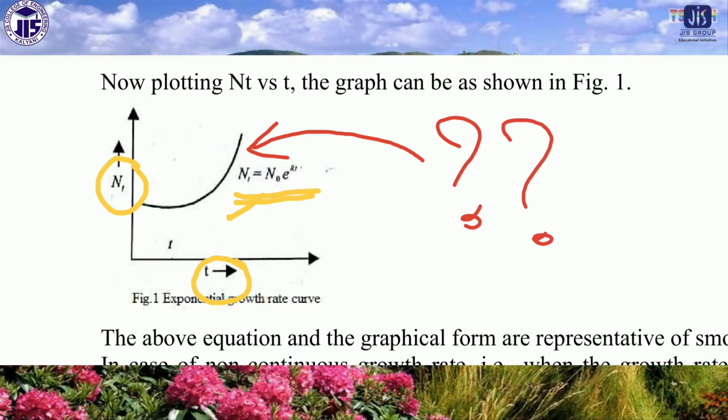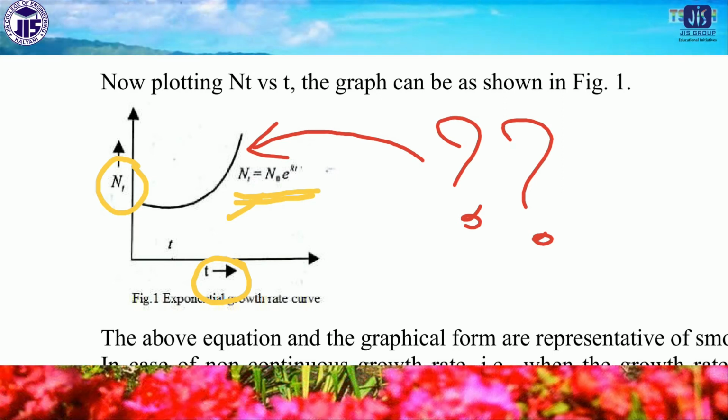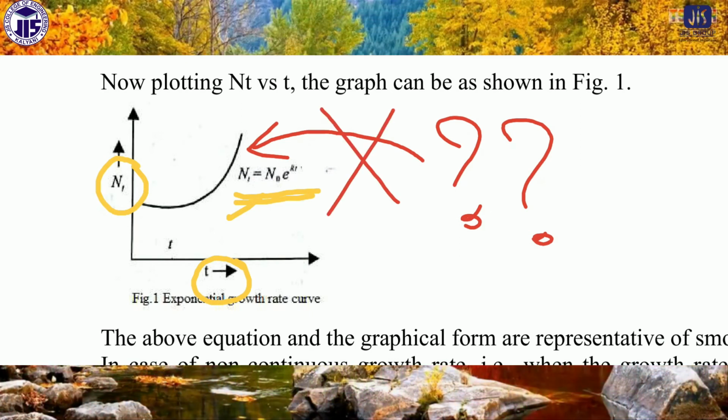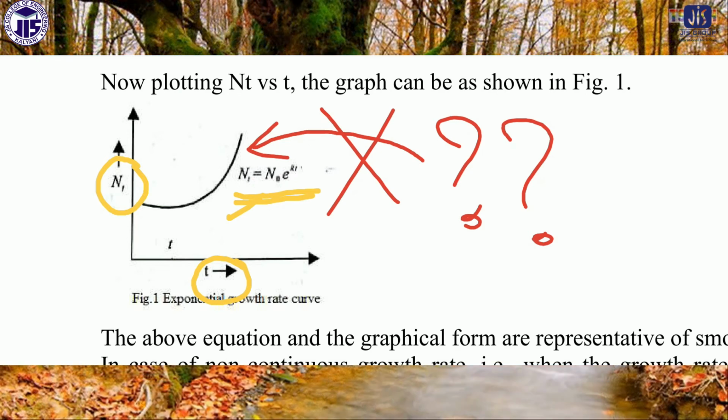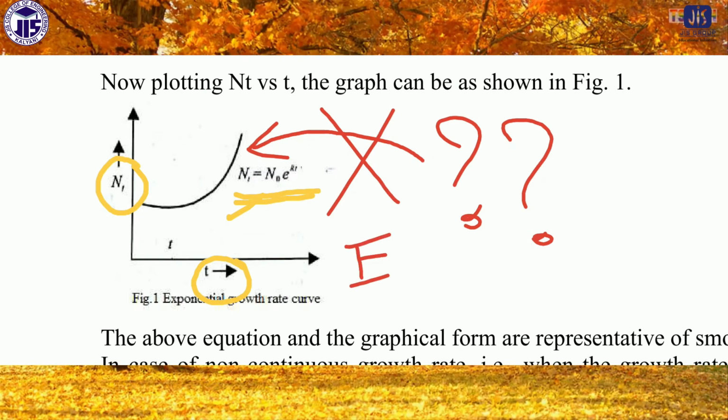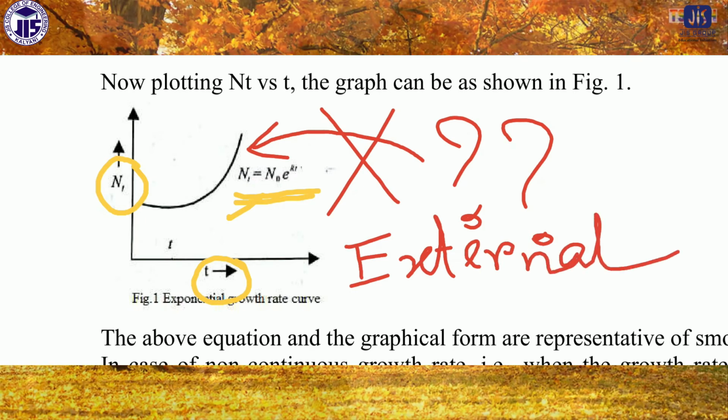That means, is it always possible practically, or in the general situation, that population will be exponentially increased each and every time? Is it possible? No. The answer is no. It is not possible that population will be exponentially increased each and every time. Why? Because population growth is very much dependent on the external factors.